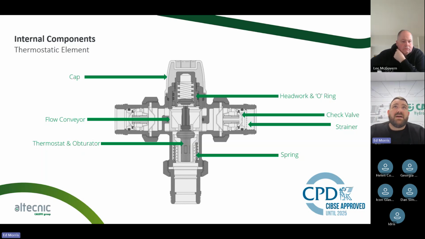The thermostat, an obturator. So the thermostat is what gives us that temperature control. Again, it works off expansion and contraction. As it expands and contracts, it pushes the pin up and down, which allows the flow conveyor to move. Then we've got the bottom spring as well. So we've got two springs with two opposing forces that work against each other, but with each other at the same time to ensure that we get that safe temperature.